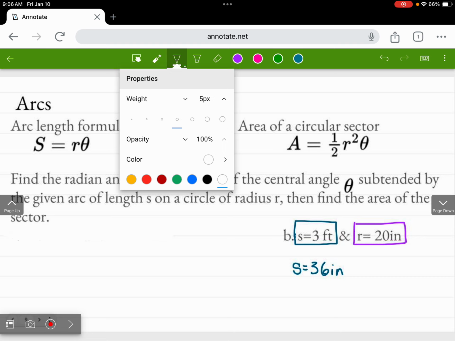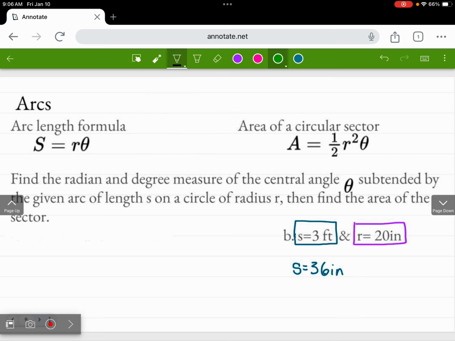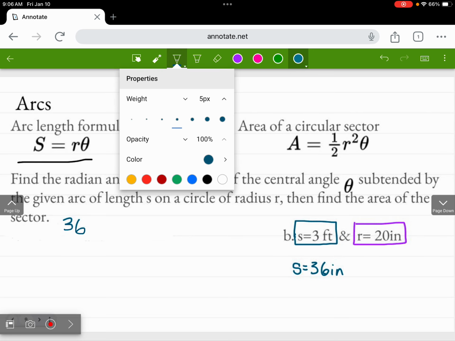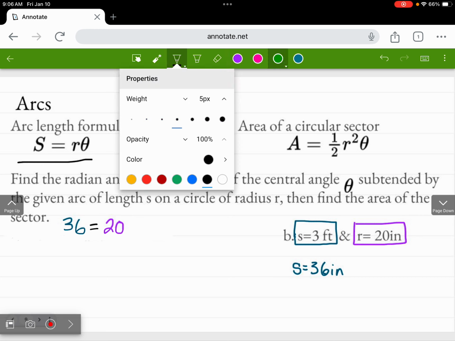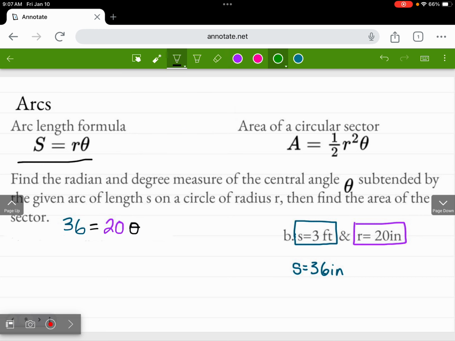So then let's figure out our angle. So I've got S, I've got R, we want to know theta. So I'm going to use my arc length formula. So I know my S is 36. And that's going to equal our radius of 20 times our theta, which we don't know.